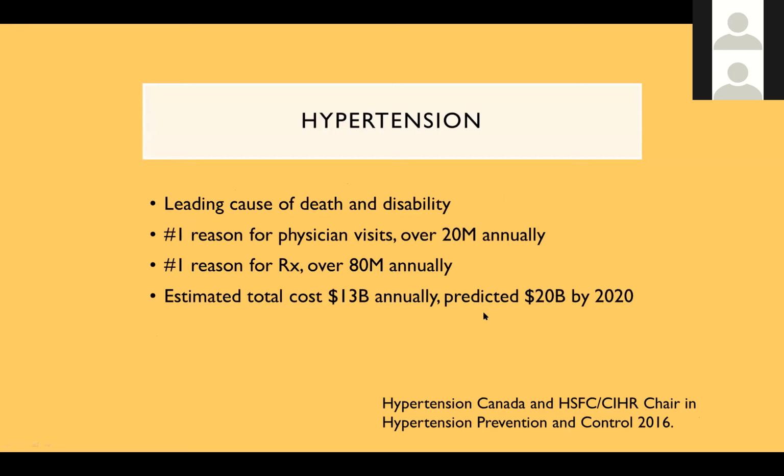These numbers are from Hypertension Canada as well as the Heart and Stroke Foundation as of 2016. Hypertension is the leading cause of death and disability in our country. It's the number one reason for physician visits, accounting for over 20 million visits annually. It's the number one indication for prescription medications, accounting for over 80 million prescriptions annually. It's thought to cost our healthcare system about $13 billion per year, and by 2020, which is just next year, it is predicted to have increased to $20 billion per year.